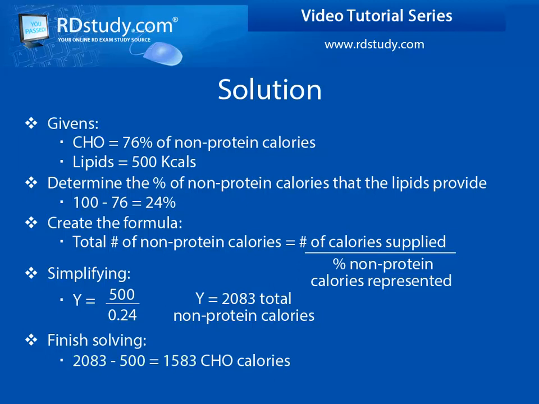Do not forget on these long problems what the question is asking for. We need to answer this question in grams. So 1583 divided by 3.4 kcals per gram for parenteral nutrition carbohydrate. And finally, our answer is a rounded 466 carbohydrate grams.